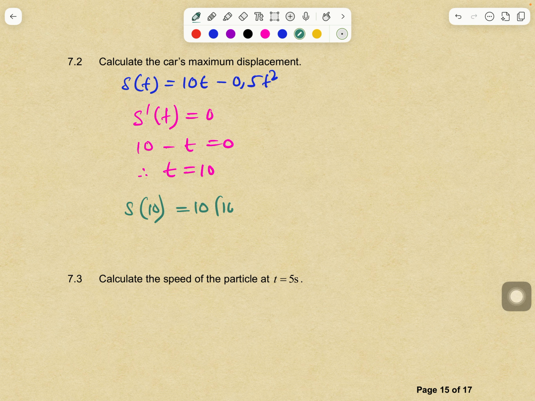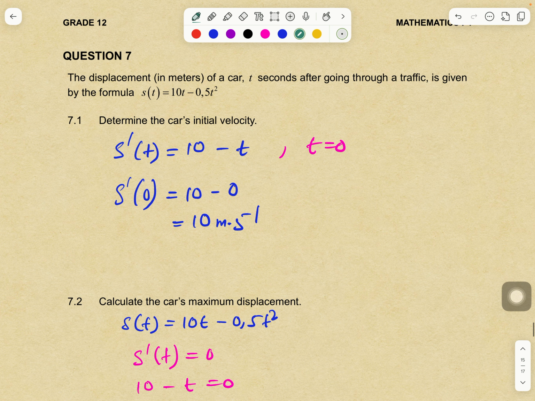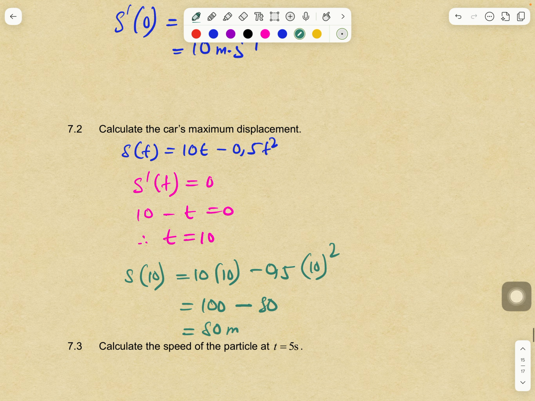That will be 10 into 10 minus 0.5 into 10 squared. So that is 100 minus 100 divided by 2. 10 squared is 100, multiplied by 0.5, so we get 50 there. And it's a displacement in meters, so this should be 50 meters, like that.